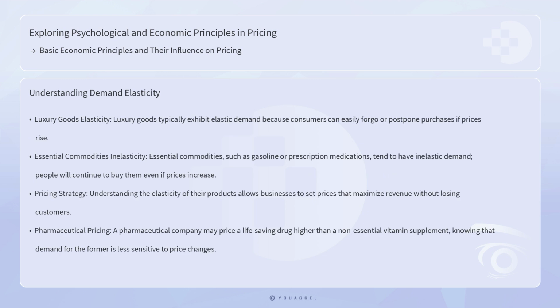For instance, luxury goods typically exhibit elastic demand because consumers can easily forego or postpone purchases if prices rise. On the other hand, essential commodities, such as gasoline or prescription medications, tend to have inelastic demand. People will continue to buy them even if prices increase. Understanding the elasticity of their products allows businesses to set prices that maximize revenue without losing customers. For example, a pharmaceutical company may price a life-saving drug higher than a non-essential vitamin supplement, knowing that demand for the former is less sensitive to price changes.